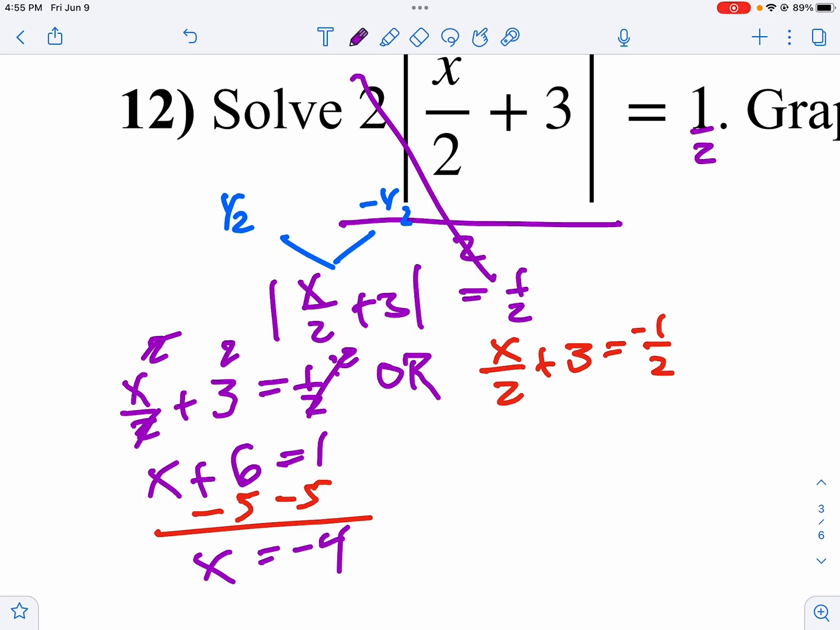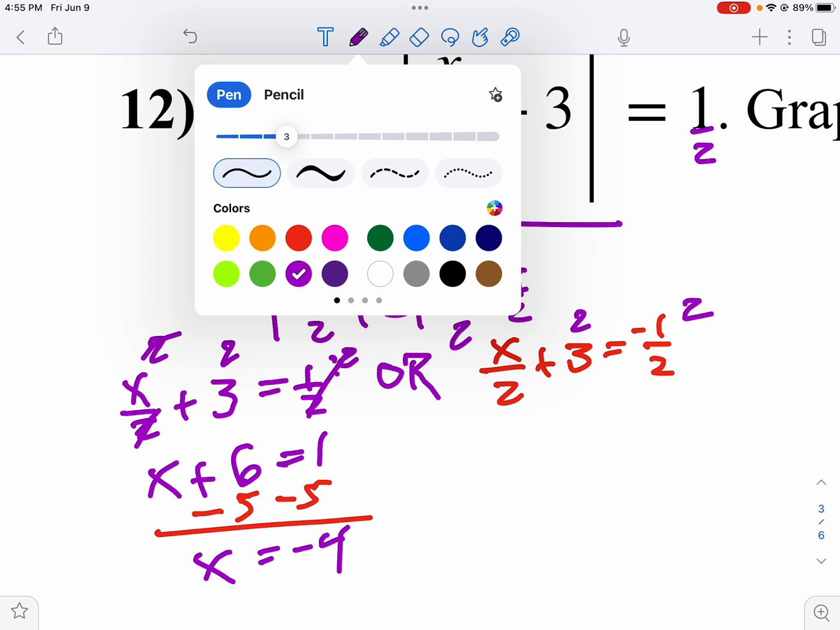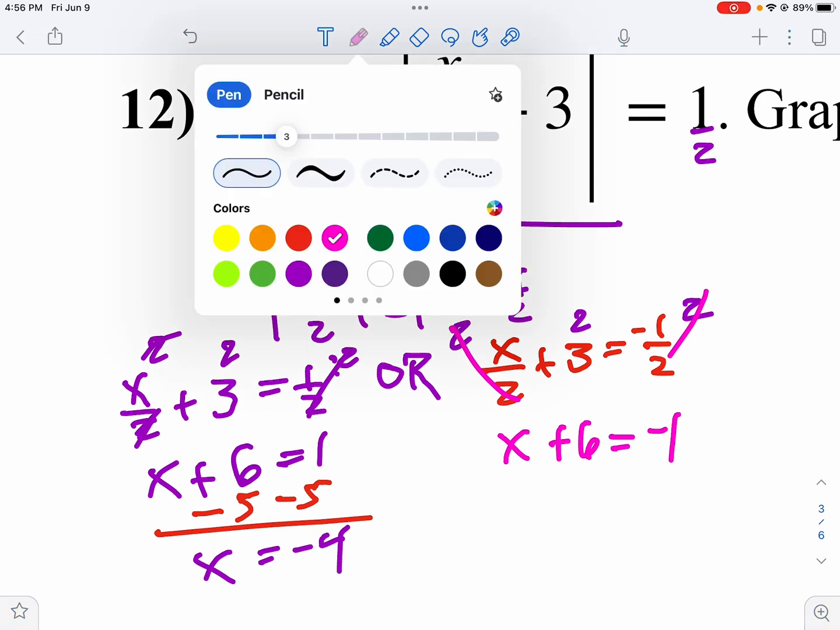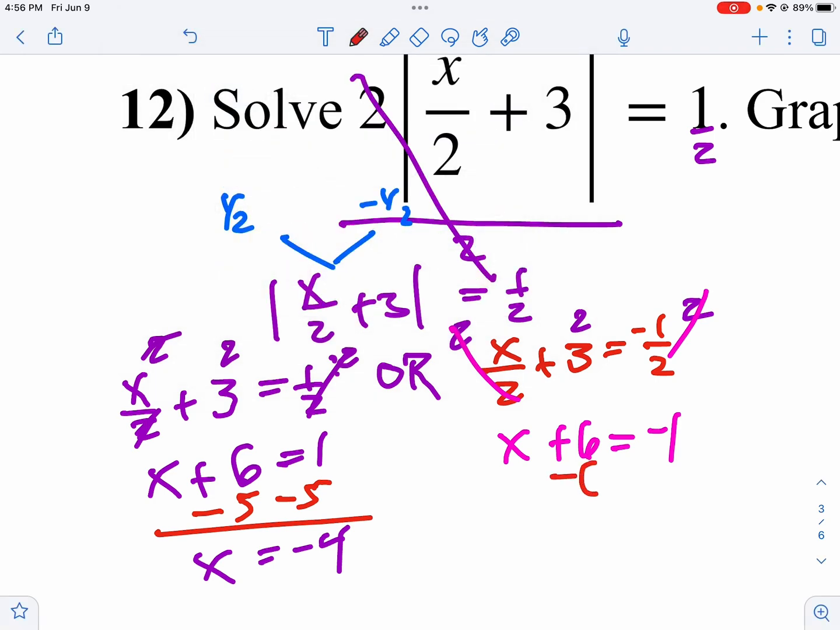We'll do the same thing on the right side of my OR here. I'll multiply everything by 2. So then we're going to get x plus 6 equals negative 1. Because my 2's reduce, and that's how we get our 6 there. And then we'll subtract 6 from both sides. And it turns out x is negative 7. So there are our two answers. Negative 4 and negative 7.